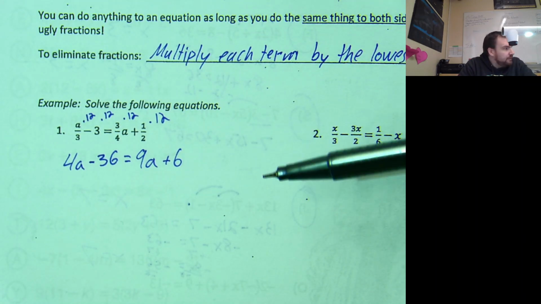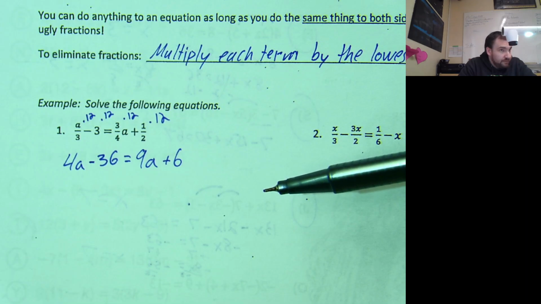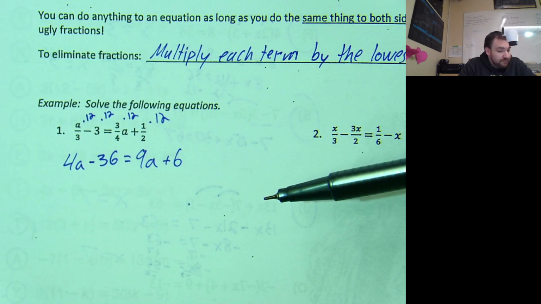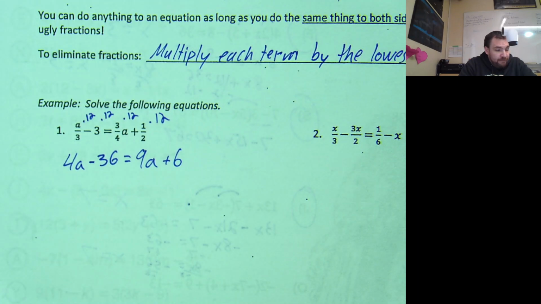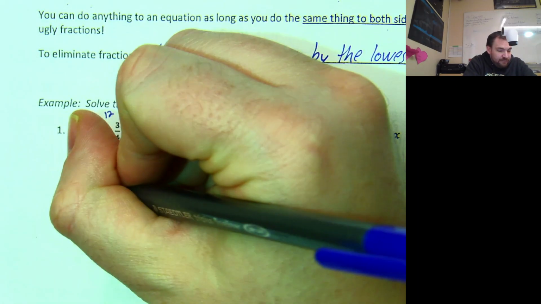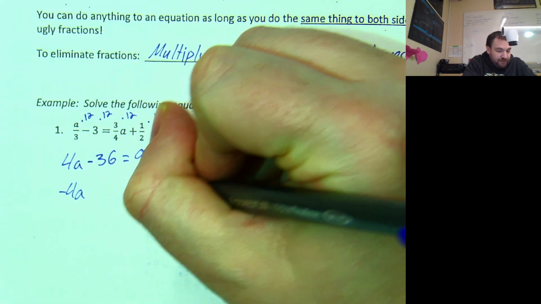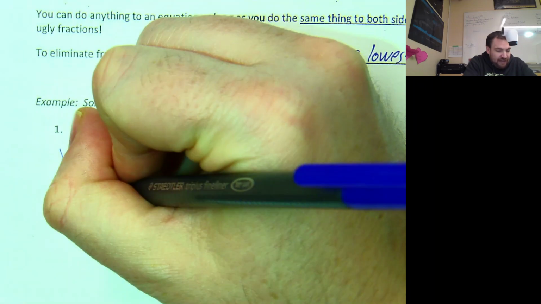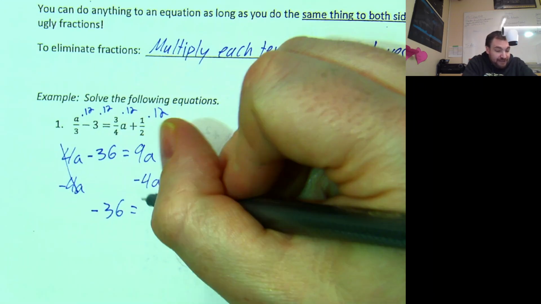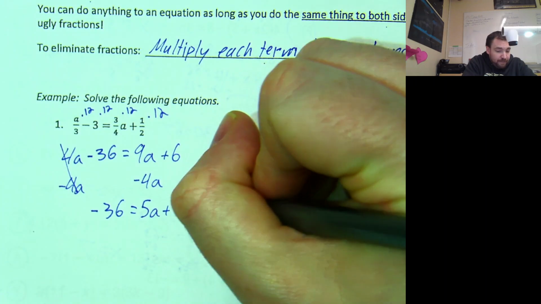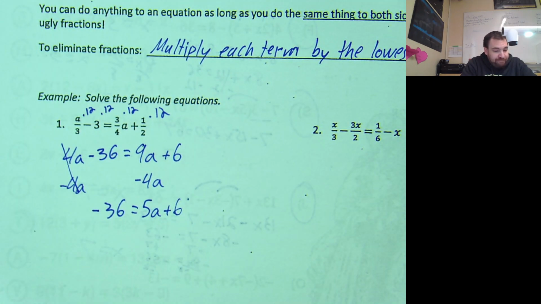What am I going to do? Subtract 4a on both sides. That's a good idea. Because if I do that, on the left-hand side, I'm going to have minus 36 equals, and then 9a minus 4a is 5a plus 6.